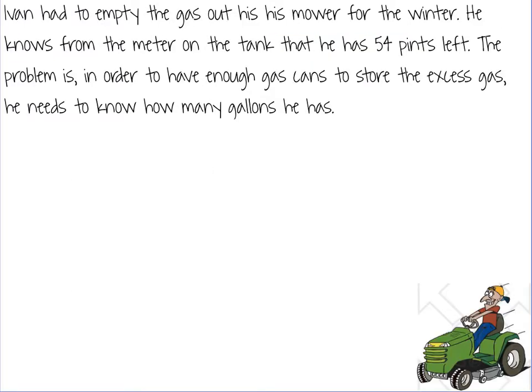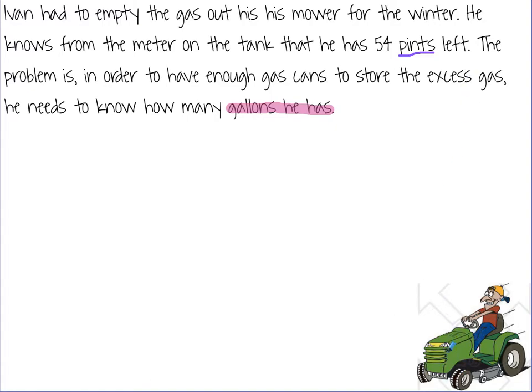Okay, and one more. Again, if you feel like you understand it, I'd like you to try it. I gave one in each different type of measurement. We started with weight, then length, and now we're going to do capacity. So we have Ivan, who is going to empty his lawnmower for the winter. He knows that the meter on the tank says that he has 54 pints left. So I know that I'm starting with pints. The problem is, in order to have enough gas cans to store the excess gas, he needs to know how many gallons he has. And excess means the extra.